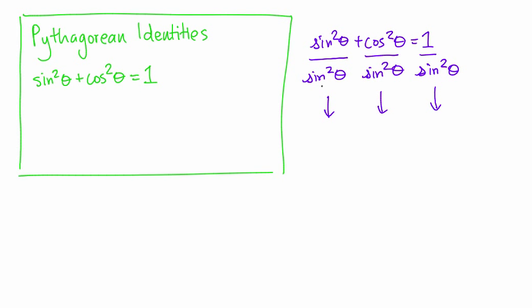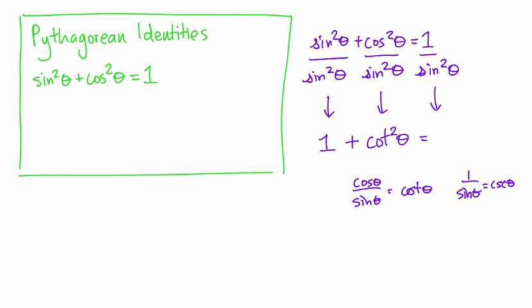And so sine squared divided by sine squared is 1 plus cos squared over sine squared. Well, cos theta over sine theta is cotan. So cos squared over sine squared is cotan squared. And then 1 over sine squared, well, 1 over sine is cosecant. So 1 over sine squared is cosecant squared theta. And I've done just a small amount of work to generate another formula, but in terms of cotans and cosecants.